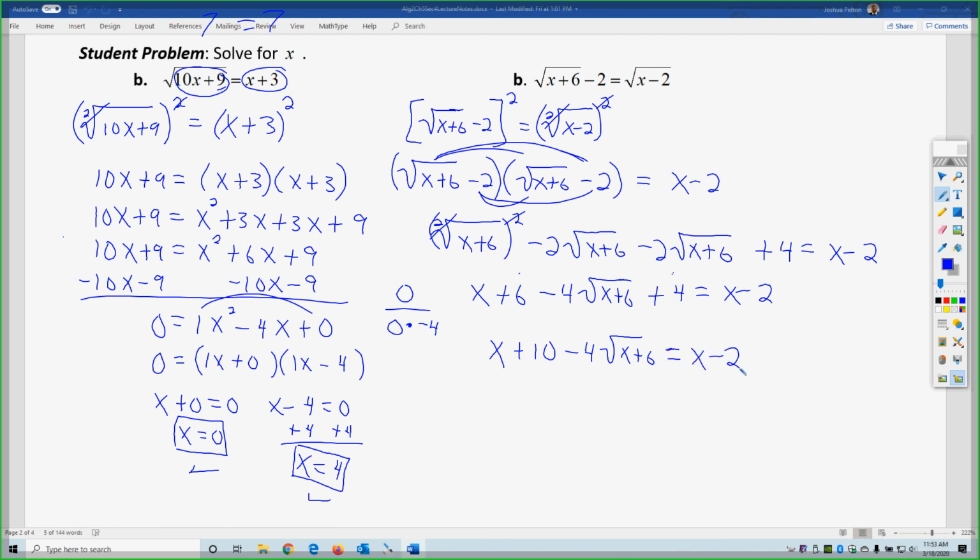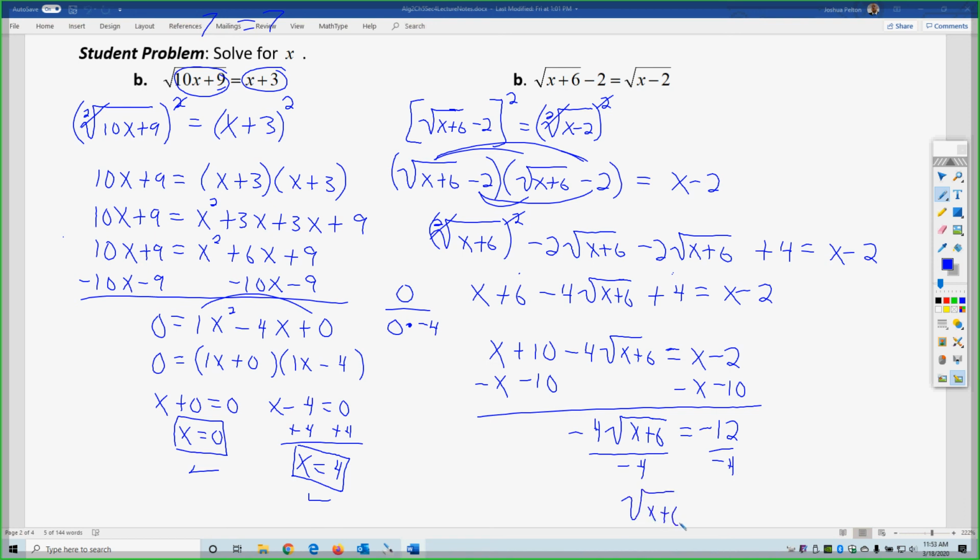Okay, we'll move everything to the right-hand side to combine further. So we'll minus x and minus 10. So negative 4 root x plus 6 equals negative 12. So I get rid of one radical, now we get rid of the other by squaring again. However, I want to simplify a little bit first by dividing by negative 4. So that'll give me root x plus 6 equals 3. Now we can do the final squaring to get rid of the last radical. Okay, so we'll square both sides.